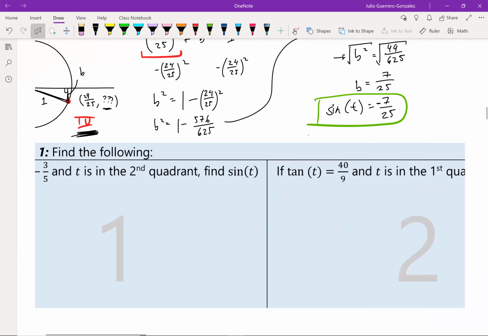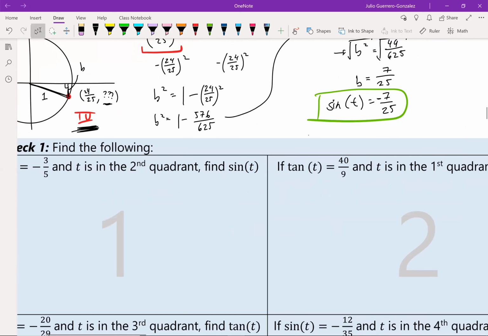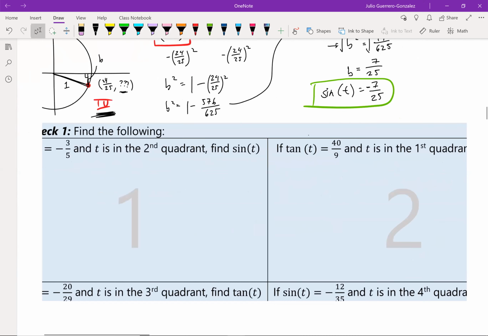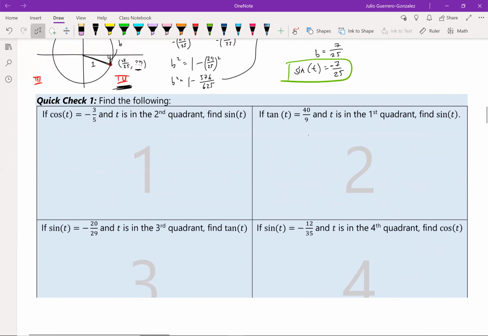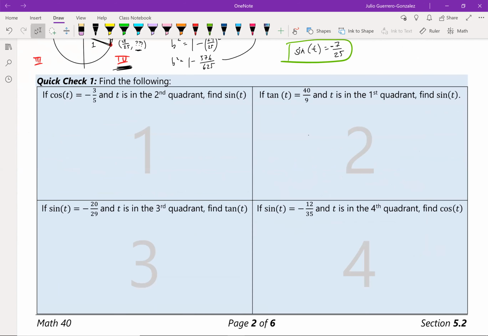Okay. So I'm going to break you guys up into your groups. I want you guys to try these out. The group number that you're in will tell you what problem you're going to do.